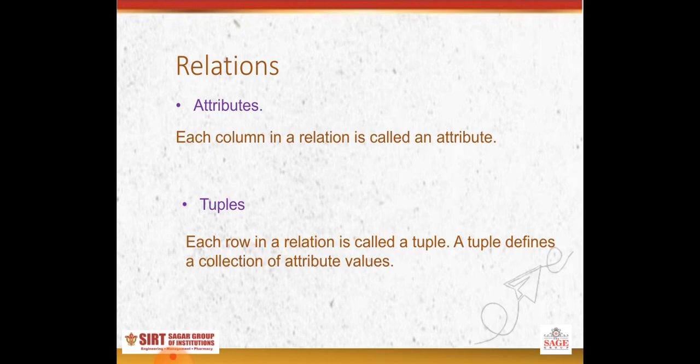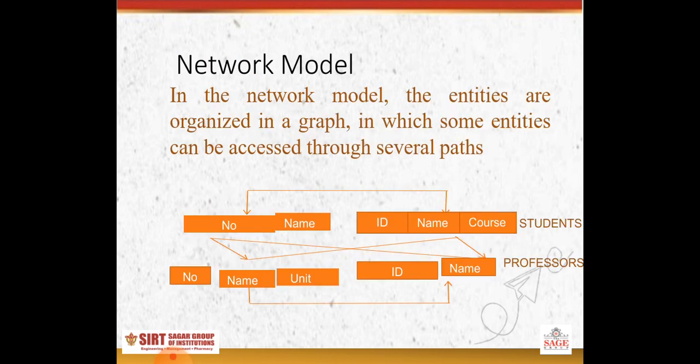Each column in a relation is called an attribute. Each row in a relation is called a tuple, or we can say a record. A tuple defines a collection of attribute values. Then we come to the network model.